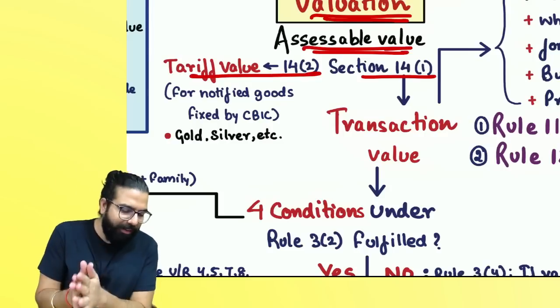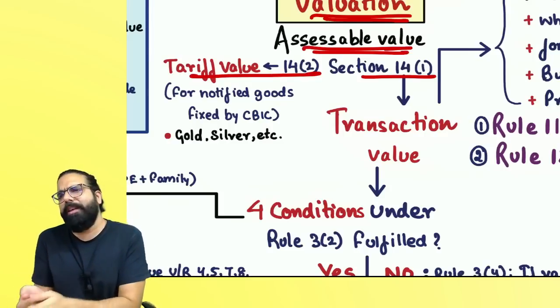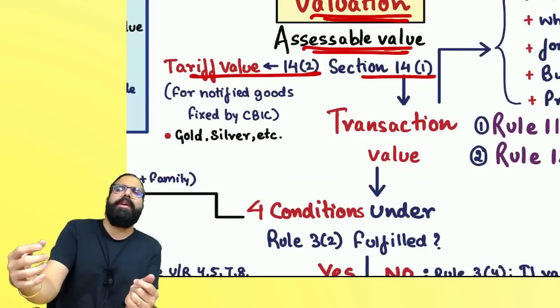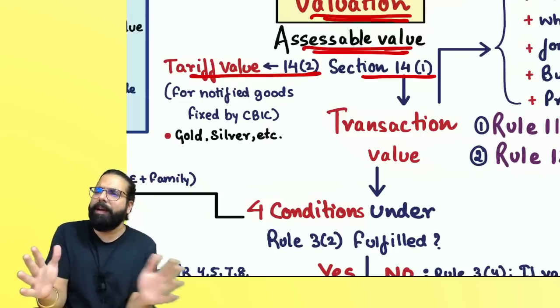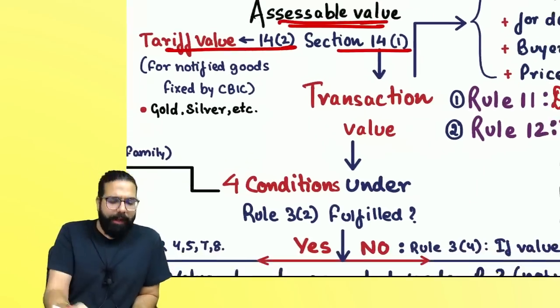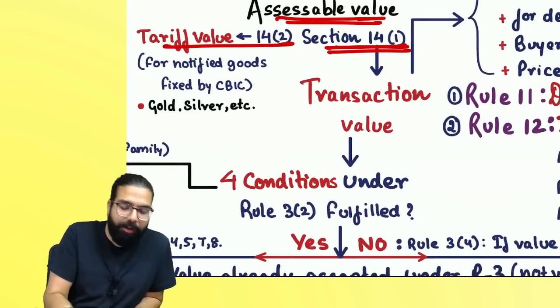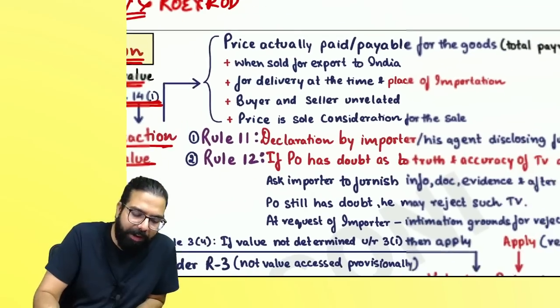Tariff value in which cases, everyone? Gold, silver, etc. Always remember, the government fixes a tariff value. If the government has fixed the tariff value for your goods, whatever price you get the goods at doesn't matter, you have to pay the duty on tariff value. But sir, if the government has not fixed the tariff value for my item, then I have to pay the duty on transaction value. Remember, what do you mean by transaction value?